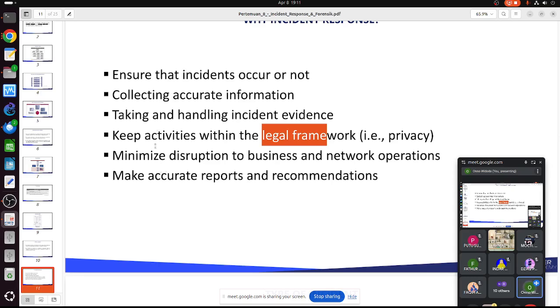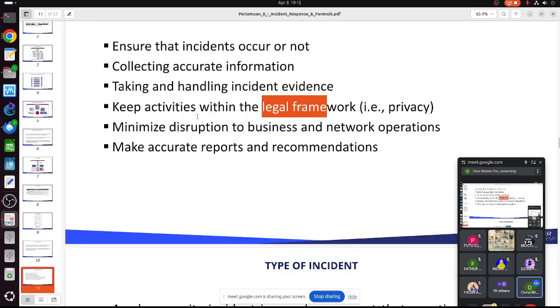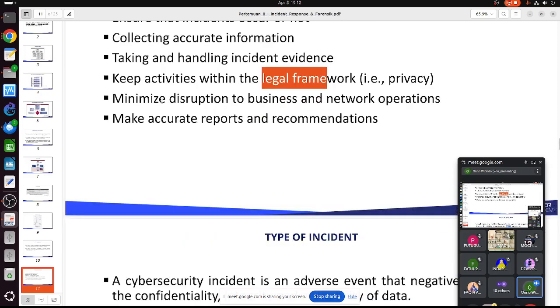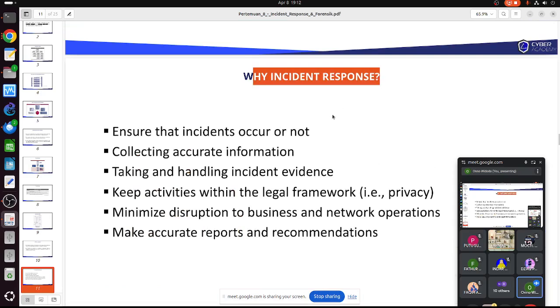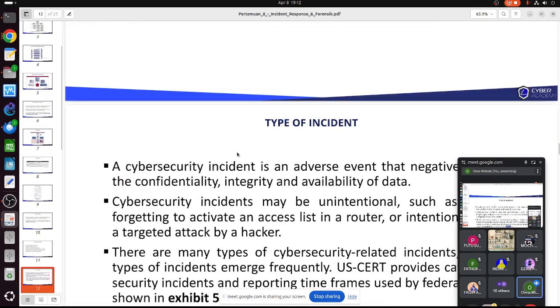If it is an organization, it will cost 10 times billions. So that's a lot of money. And then we want to minimize disruption of business and network operation, and we want to make accurate reports and recommendations. That's why we need incident response. Okay, so this actually goes to ISO 27000. But we need to evaluate from the risk side first.